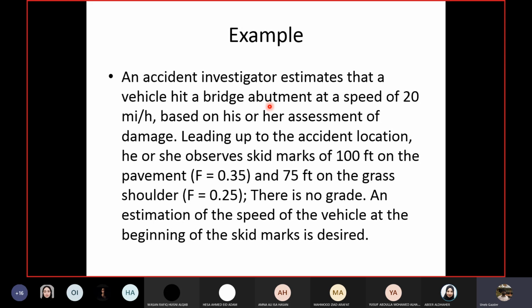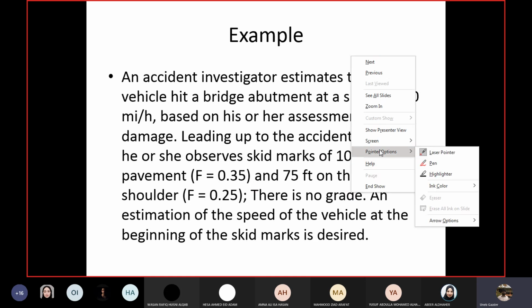So when these marks are created, that means up to the extent of the marks, the driver was trying to brake. This is very obvious. The marks are created because of the brakes. So whatever the length of the marks, this is the braking distance. They observed these skid marks to be 100 feet on the pavement and 75 feet on the shoulder.